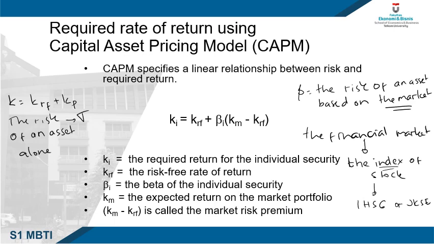Okay. So CAPM is equal to the risk-free rate of return plus beta times the market rate of return, Km, which is the return of the index, minus the risk-free rate of return. So this is how you see the rate of return from the stocks from the market point of view.